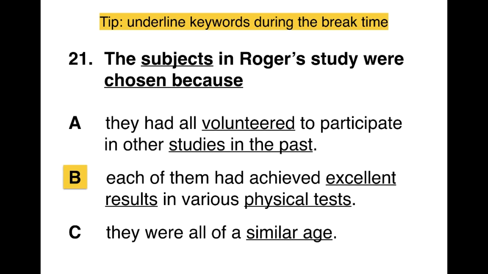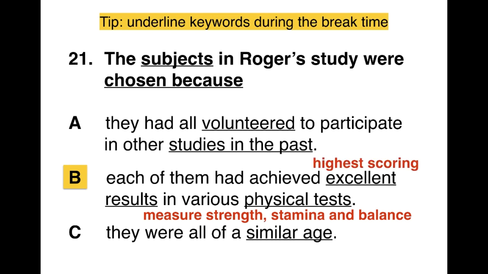It was B. The reason was, instead of excellent results and physical tests, we had some different words, but we had measure strength, stamina and balance, that's the physical tests, and highest scoring instead of excellent results. In section 3 and 4 you can expect this kind of thing. The words that you've underlined you should listen for, but be ready for synonyms or similar words with the same meaning.